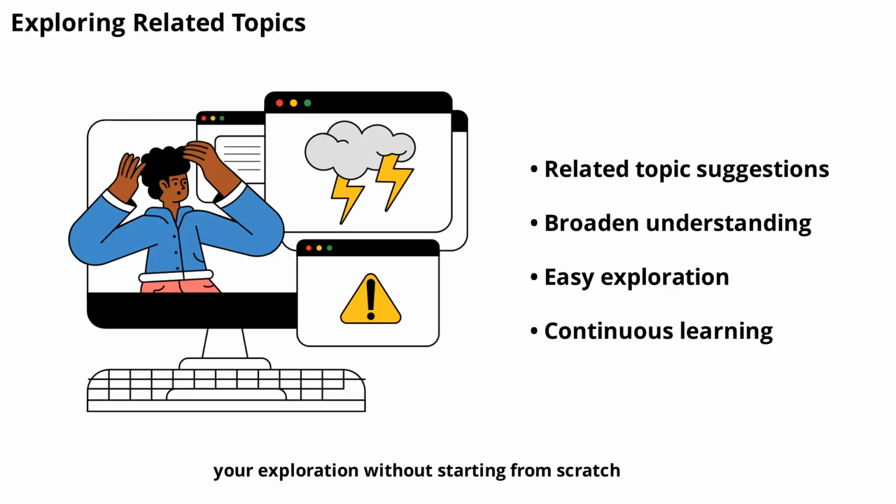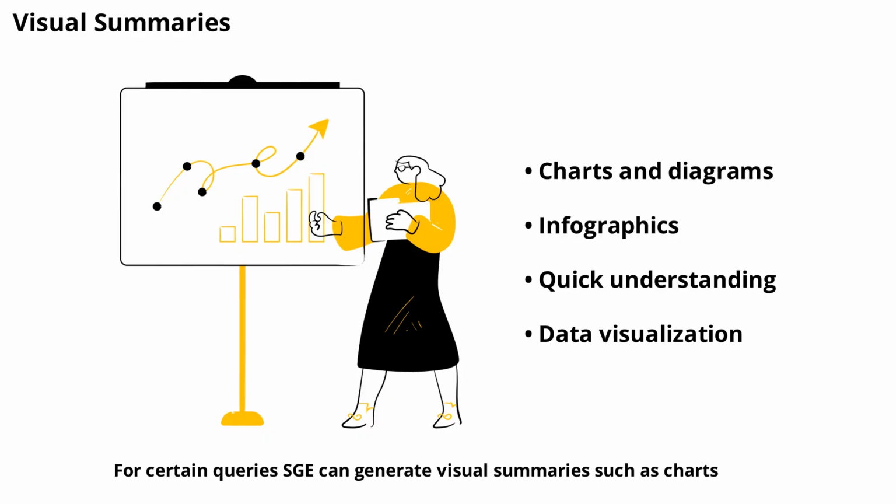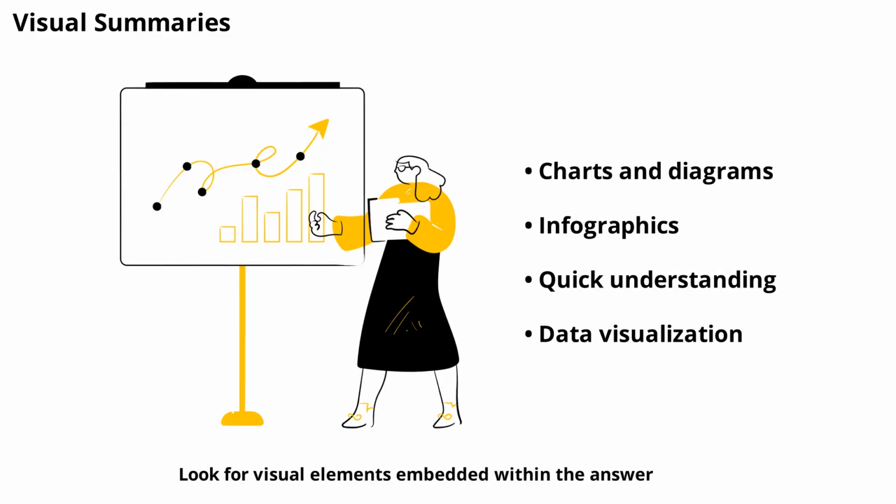For certain queries, SGE can generate visual summaries, such as charts, diagrams, or infographics. These visuals help you grasp complex information quickly and make comparisons at a glance. Look for visual elements embedded within the answer or as separate cards on the results page.